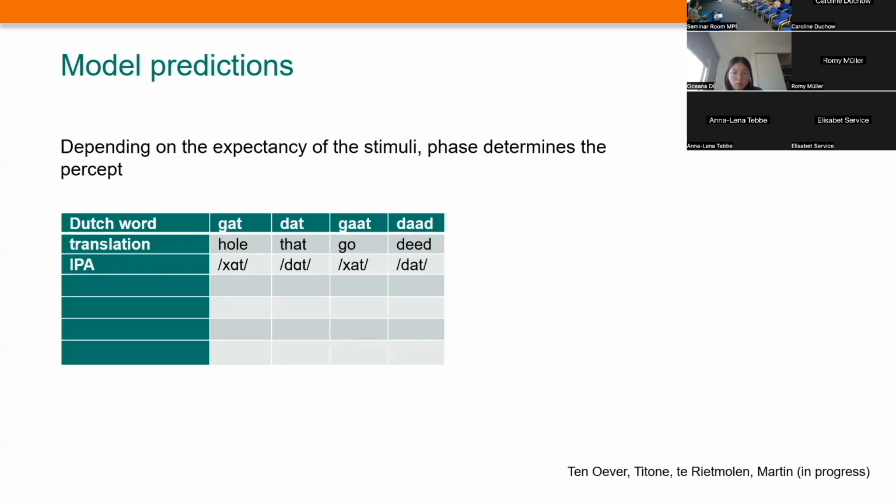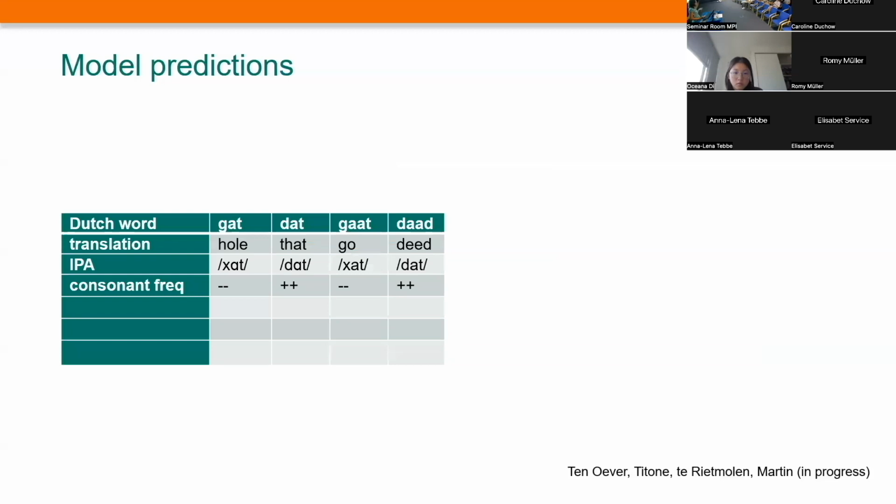And what is interesting about these words is that the consonant frequency of the D is more frequent than the G, but the vowel frequency of the short A is more frequent than the long A. But the word frequency actually suddenly gets mixed around. So the word frequency of dat and gaat is high, but of gat and daad is low. And now you can see we get this nice double association between the consonant vowel frequencies and the word frequencies, and that's nice to work with.